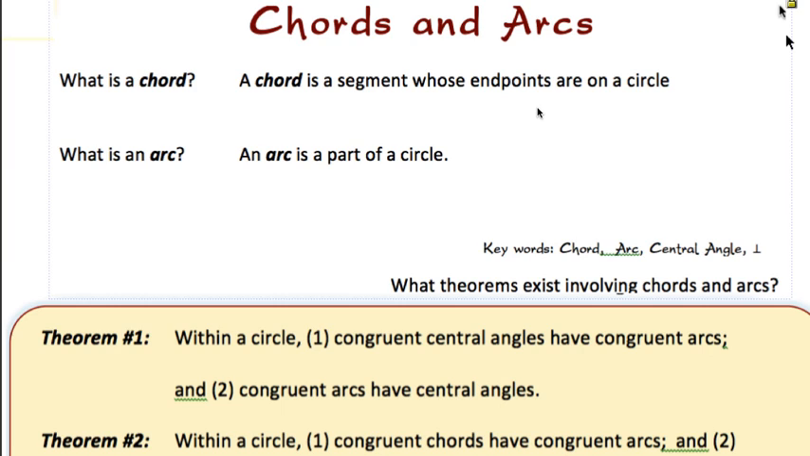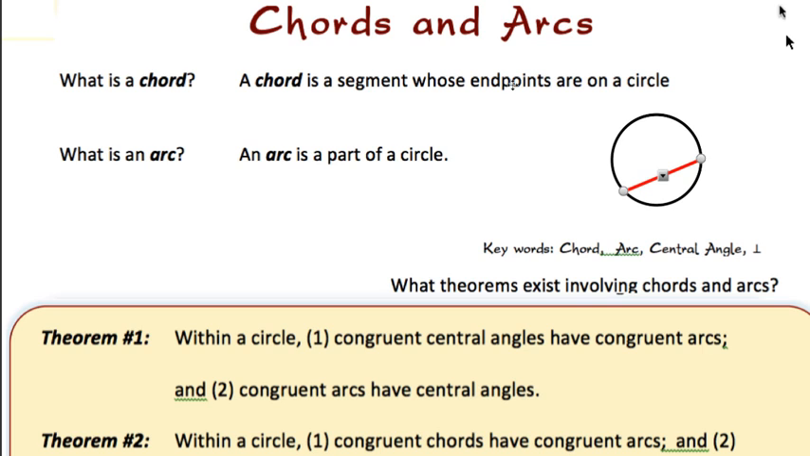So let's draw a picture here. We have the circle, nice and perfectly drawn, of course, and we have the red line here. That is the chord. A chord is a segment whose endpoints are on a circle. So is the diameter of a circle a chord? Yes, it is. It's a chord that goes through the middle of the circle. All of these would be chords. You have two endpoints that are on the circle.